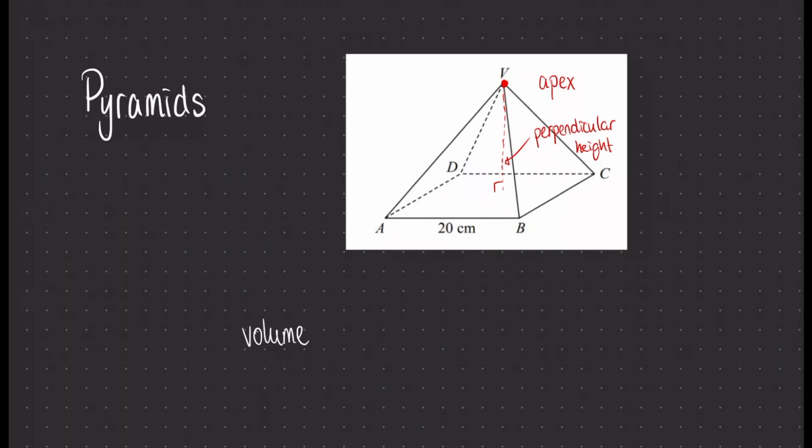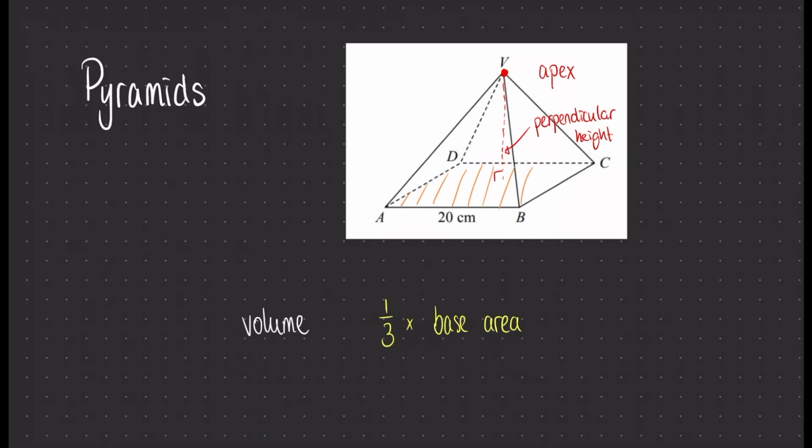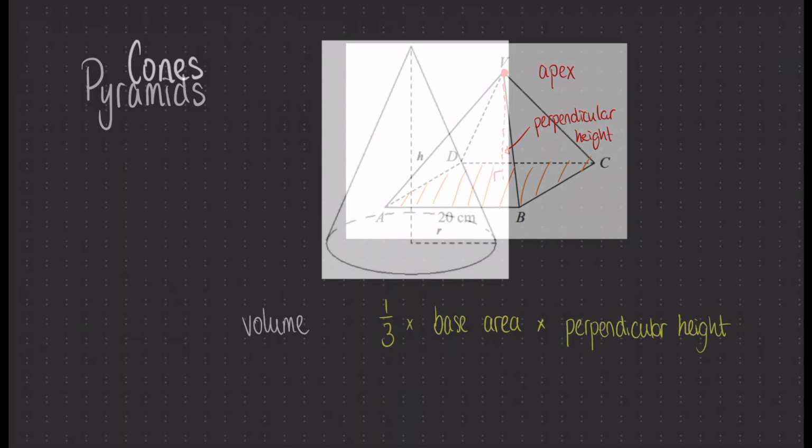And so the volume is very simple after we've worked out the perpendicular height. It's just going to be 1 over 3 multiplied by the base area. On this shape, my base area is going to be this square here. So once I've worked that out, I just need to multiply by the perpendicular height.